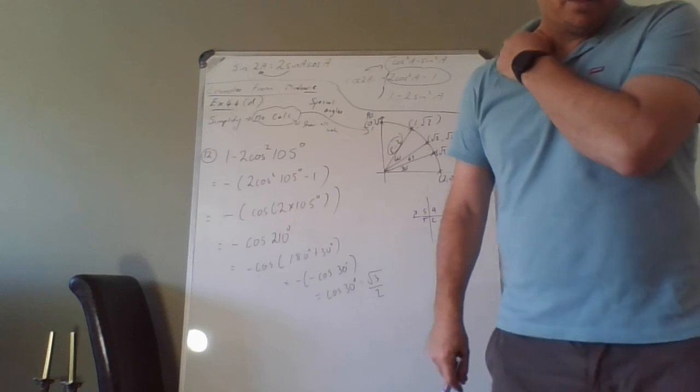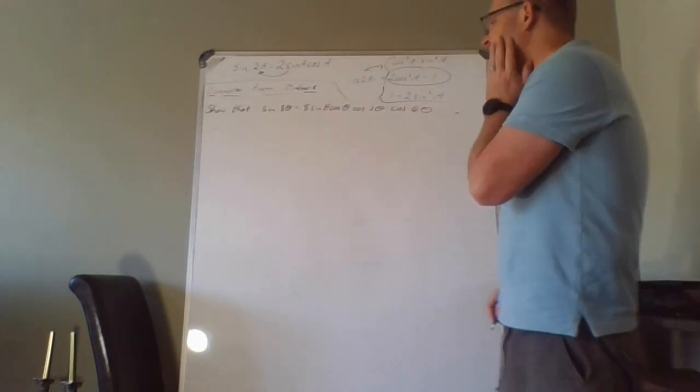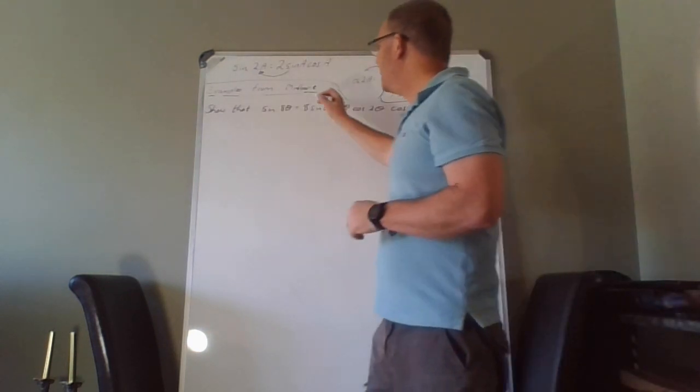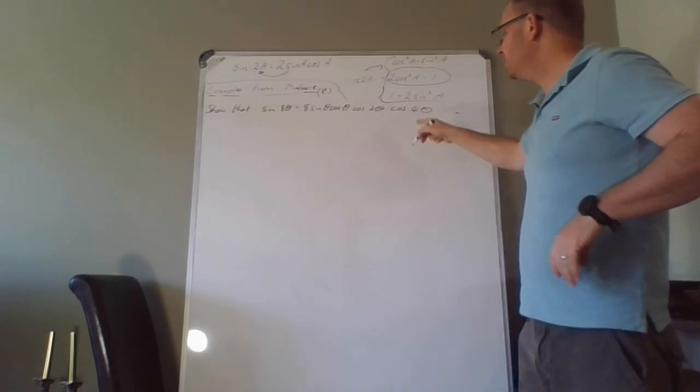Right, we have one more sum to do for the term. Okay, your last sum for the term. So show that it's question E. Okay. Show that sine 8 theta is 8 sine theta cos 2 theta cos 4 theta.